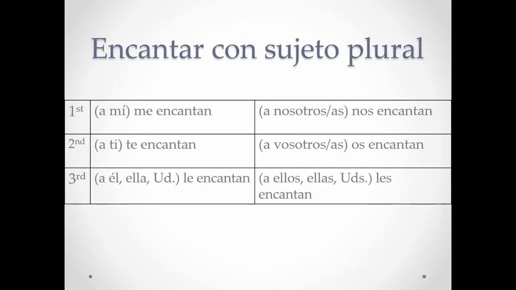Okay, encantar con sujeto plural. It's about the same thing. Just as we use gustan before a plural noun, we use encantan before a plural noun. A mí me encantan, a ti te encantan, a él le encantan, a ella le encantan, a usted le encantan, a nosotros nos encantan, a nosotras nos encantan, a vosotros os encantan, a vosotras os encantan, a ellos les encantan, a ellas les encantan, a ustedes les encantan.